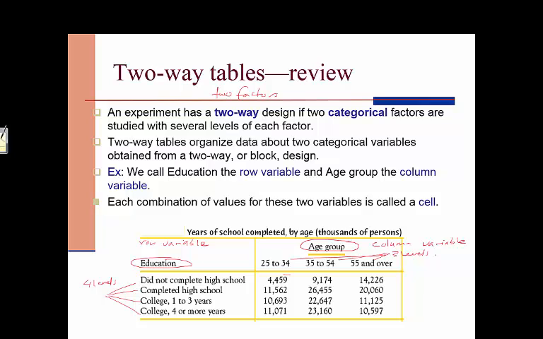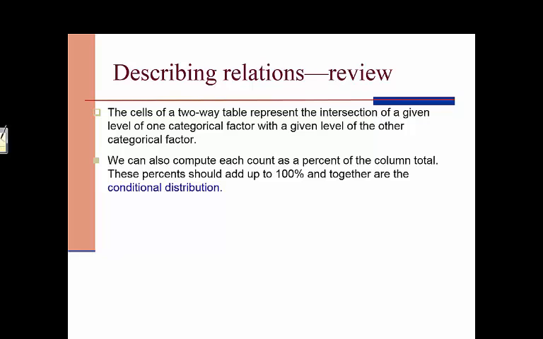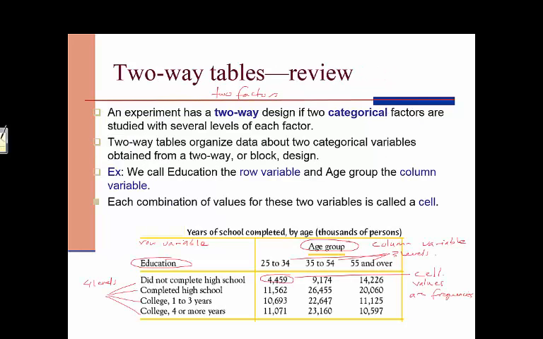Okay, and each value is called a cell. The intersection of the two values. That means there's 4,459 students or people that are in the age group of 25 to 34 that did not complete high school. Okay, so you see the cell values are frequencies.